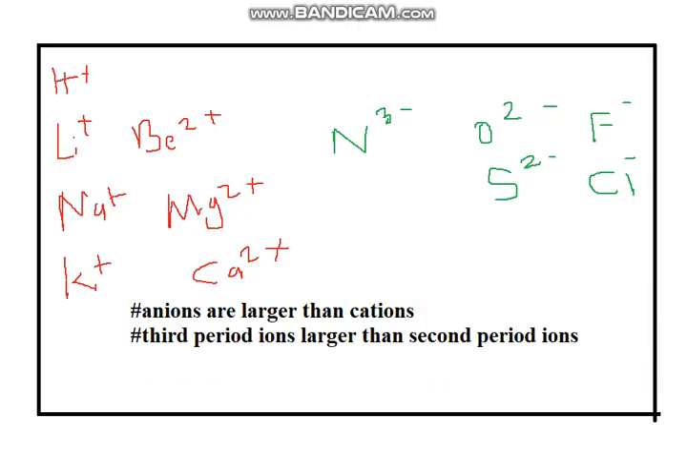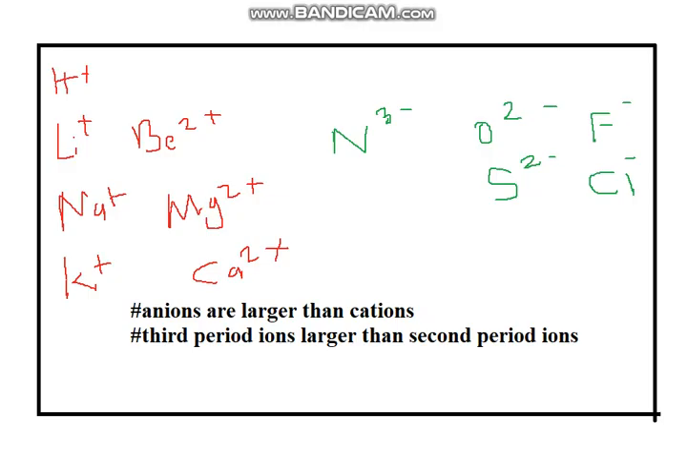Okay, the next factor we will get in the ions is the isoelectronic species. When you get isoelectronic species, that means ions with the same number of electrons, then among the anions, the anion with the greater minus charge has the higher radius. For example, let's compare N3- and O2-, they are isoelectronic. N3- has a greater ionic radius than O2-. So among isoelectronic anions, the anion with more negative charge has the greater ionic radius.